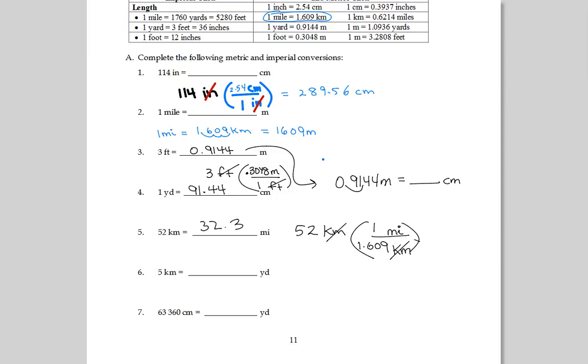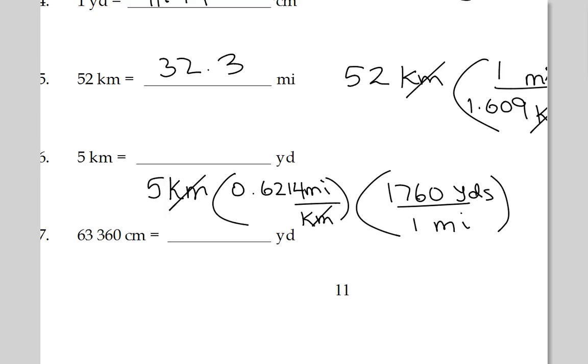Okay, so we've seen one where you times, and now we've seen one where we divide. So I will leave 6 and 7 for you guys. So for number 6, because it goes kilometer to yard, I first went kilometer to mile, and then mile to yard. So you need 2 conversion factors.